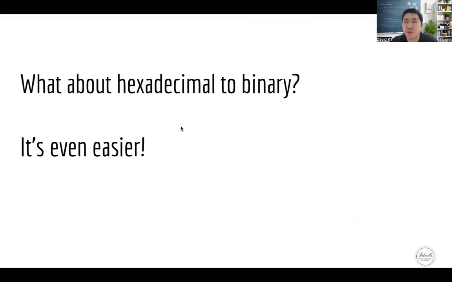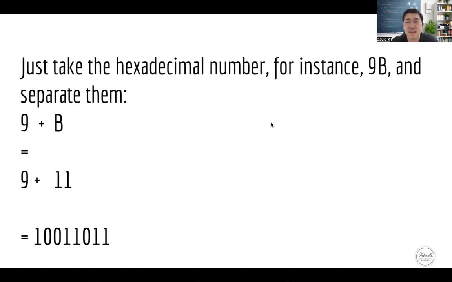So how about hexadecimal to binary? Well, it's even easier. Just take the 2 or however many hexadecimal numbers, for instance 9B, and separate them. 9 and 11. What's 9 in 4-bit binary? 1, 0, 0, 1. What's 11 in 4-bit binary? 1, 0, 1, 1. And we're done.